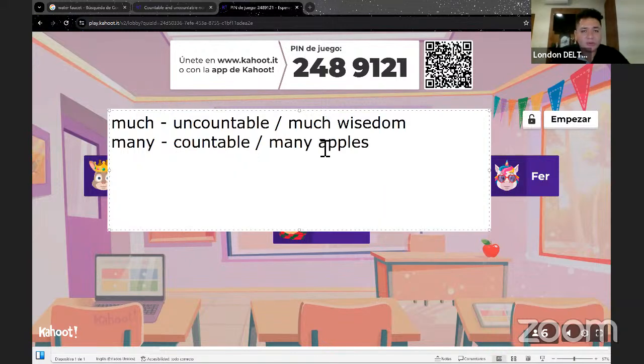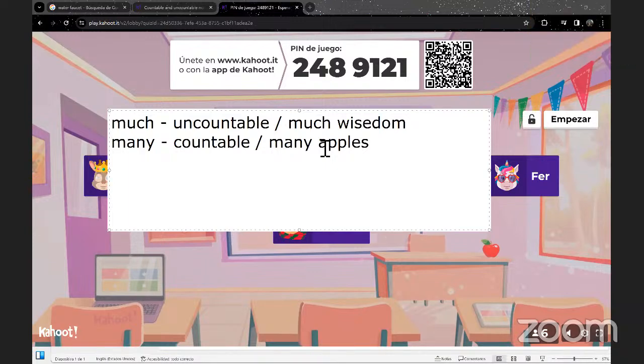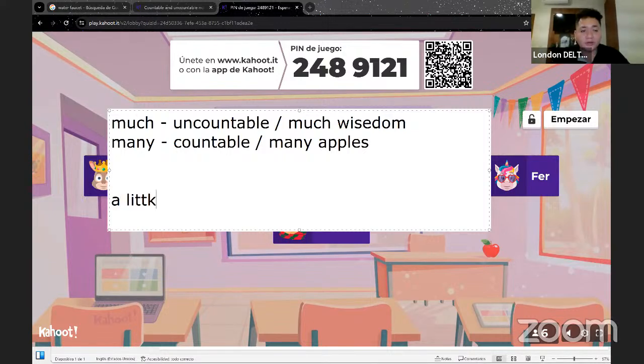Ok, ¿recuerdan cómo decimos poquito en inglés? We checked that yesterday. Daniela, ¿cómo se dice poquito en English? Little. Little, muy bien. A little. ¿Y cuál otro?